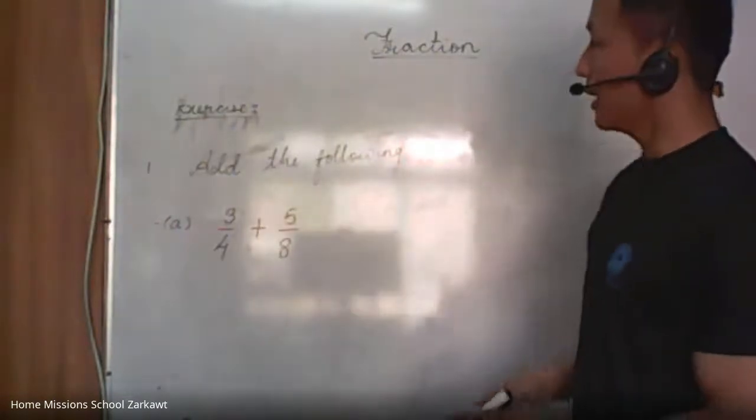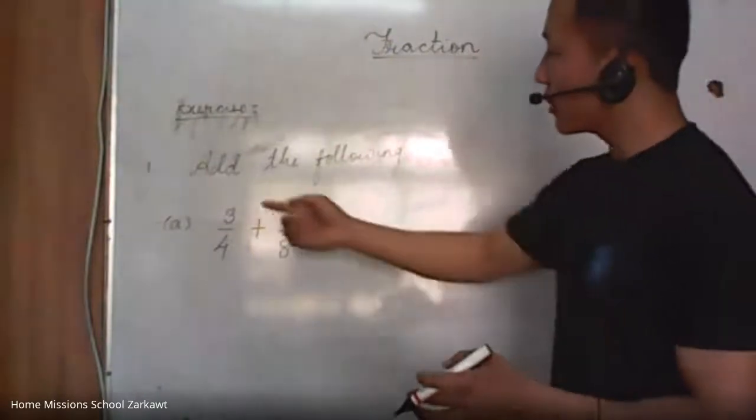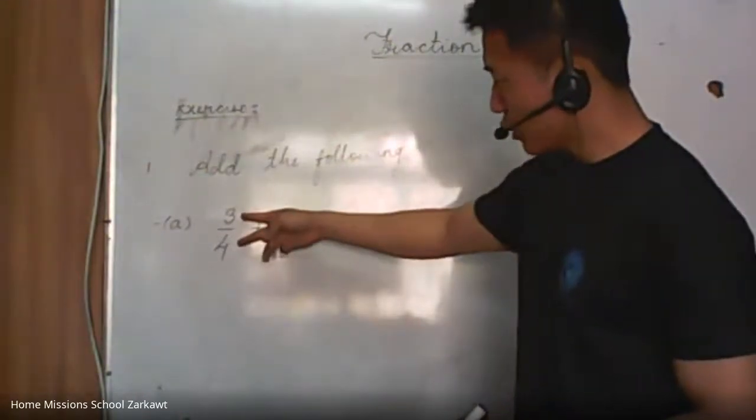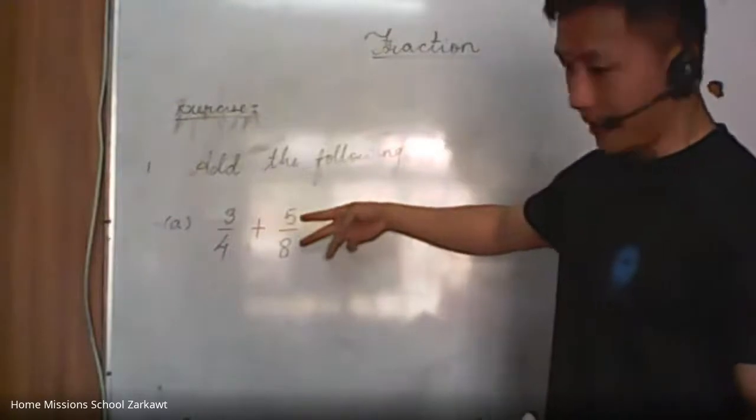Okay. Okay. Let's continue. Okay, we're gonna add these two fractions. First one is 3 by 4. Second one is 5 by 8.